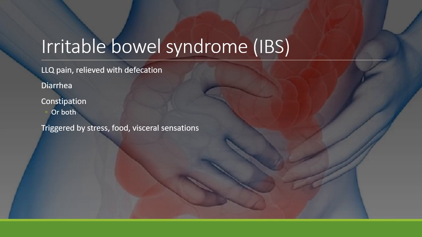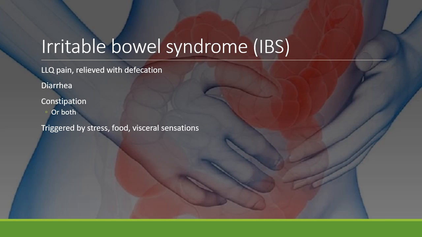Irritable bowel syndrome, or IBS, is chronic recurrent diarrhea, constipation, or both, abdominal pain and bloating. The patient usually complains of pain, gas, bloating, constipation, diarrhea, and they can either be one or the other or both, or it can alternate.